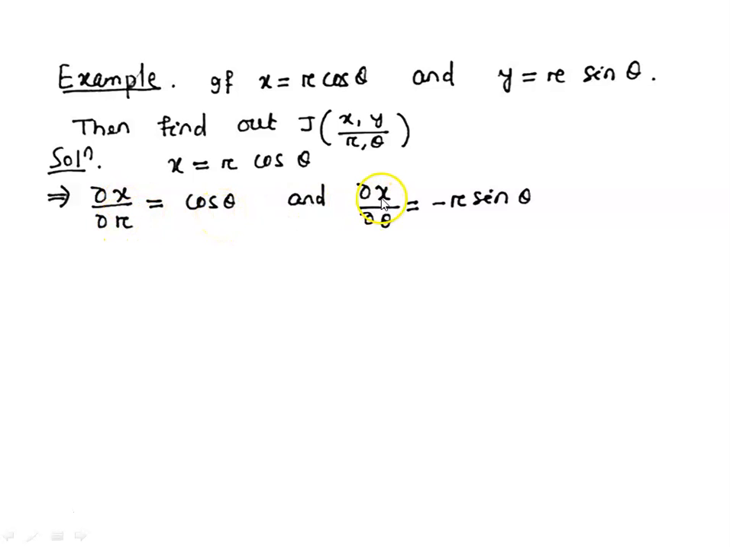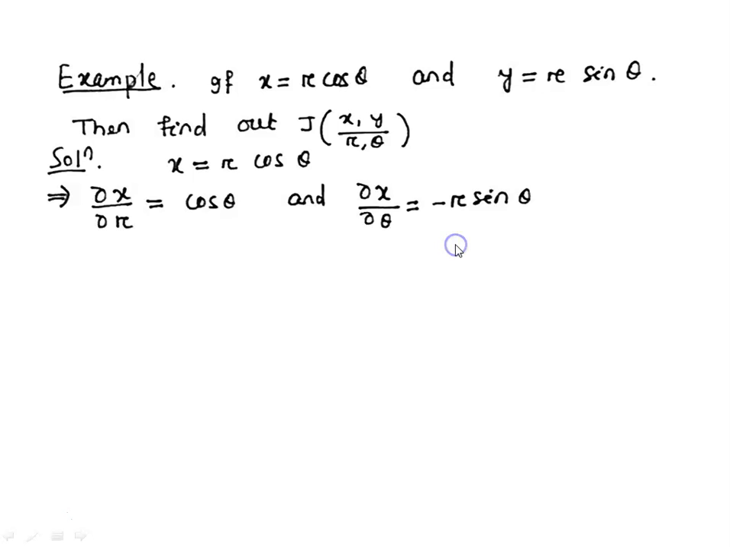Similarly, for the partial derivative of x with respect to theta, here r is treated as a constant. So r is taken as it is and the derivative of cos theta with respect to theta is minus sin theta. So the partial derivative of x with respect to theta is minus r sin theta.